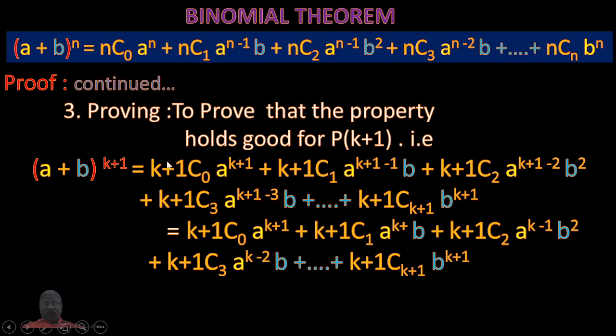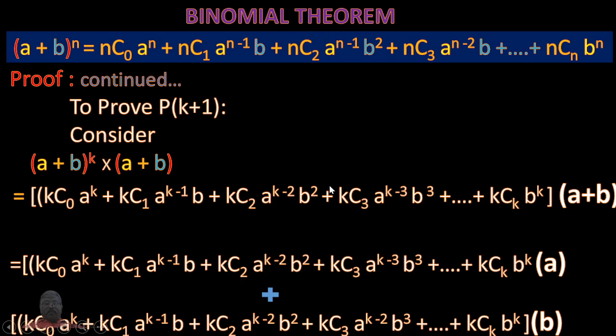Further simplifying these terms, the plus 1 and minus 1 will be cancelled, and here the plus 1 and minus 2 will be cancelled. So we actually have to prove these steps. For this, we are going to prove that P(k+1) is true.